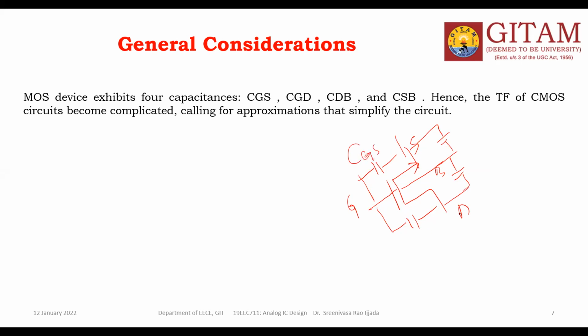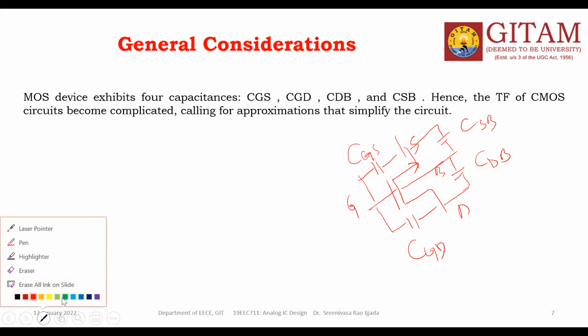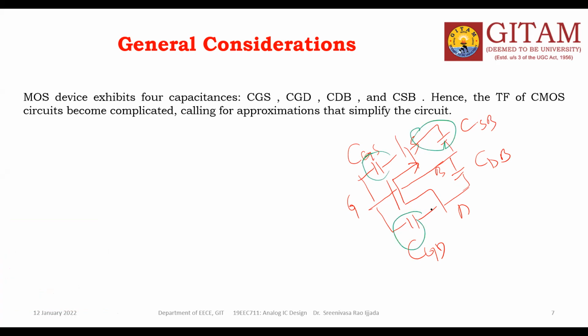CGS. This is the gate to drain, CGD. And this is the body to drain, so CDB. This is the C what? So SB. So because of the existence of these capacitors, the equivalent circuit of this MOSFET is difficult to draw. It's complicated whenever the device has this many capacitors. So the equivalent circuit is difficult to draw.